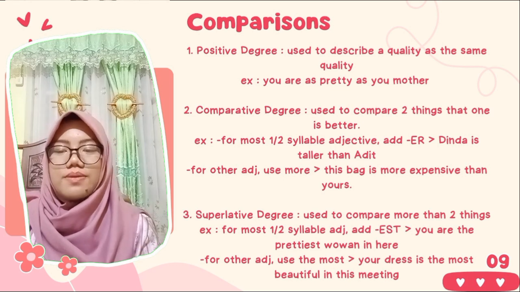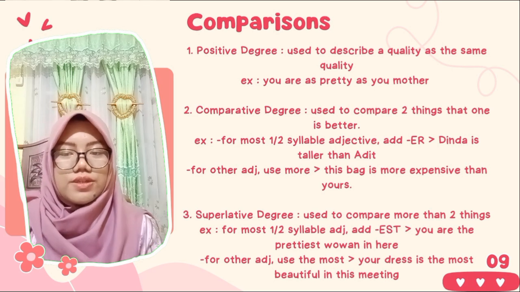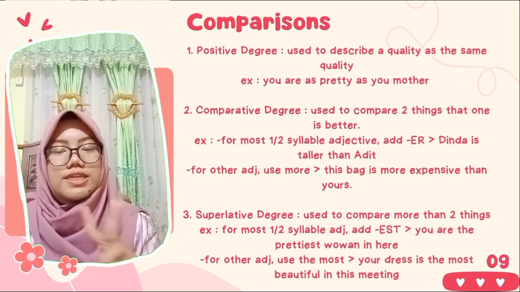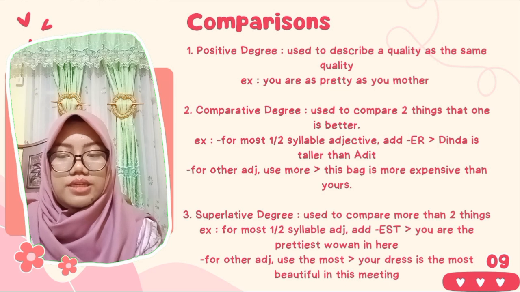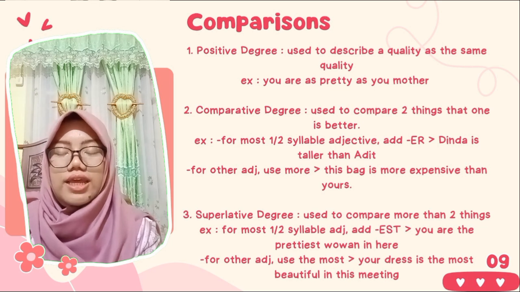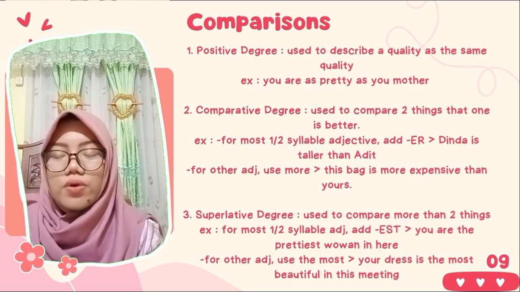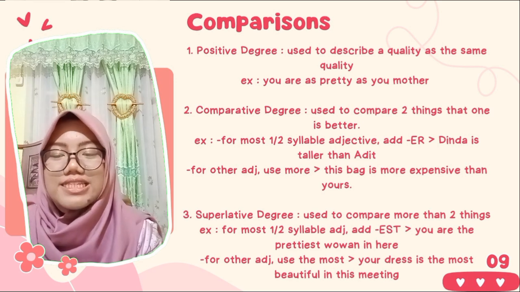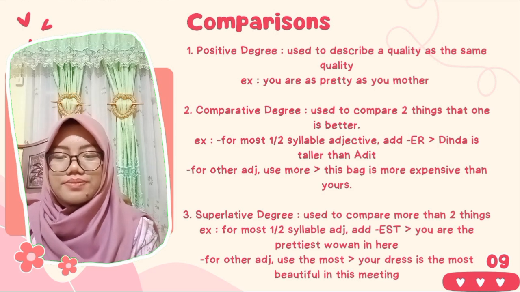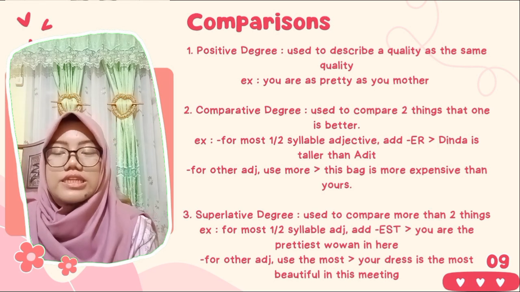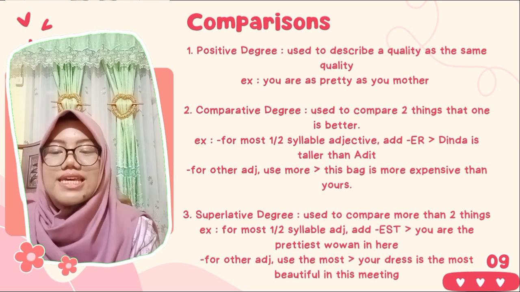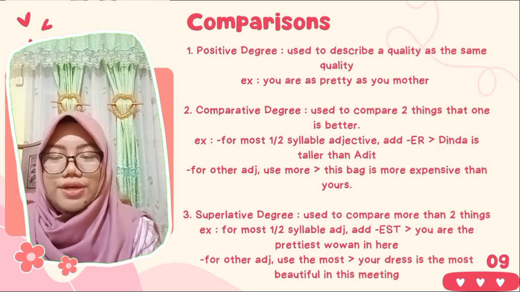And then the third is about the superlative degree, which is used to compare more than two things. For most one or two syllable adjectives, add est. For example, you were the prettiest woman in here. The prettiest woman in here. And for the other adjectives, we use the most. Like, your dress is the most beautiful in this meeting. The most beautiful.